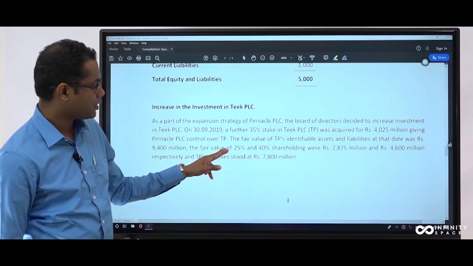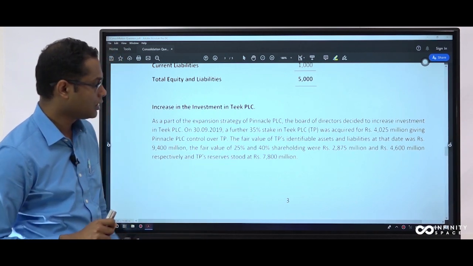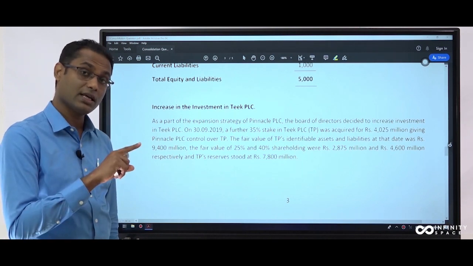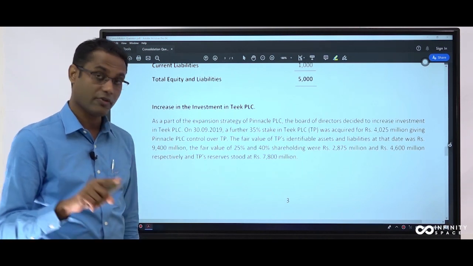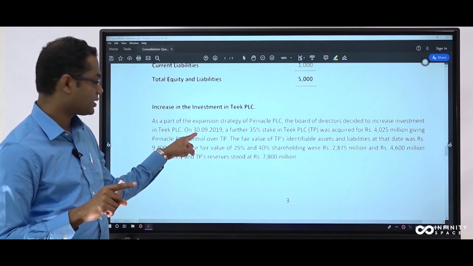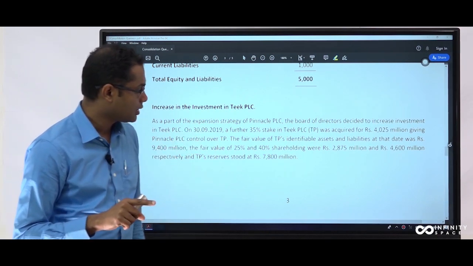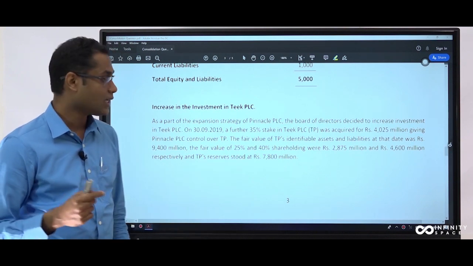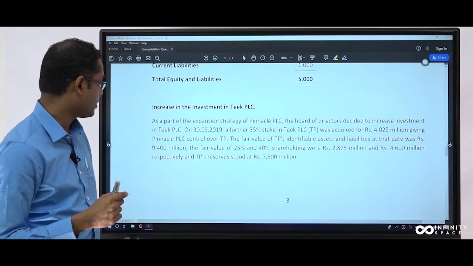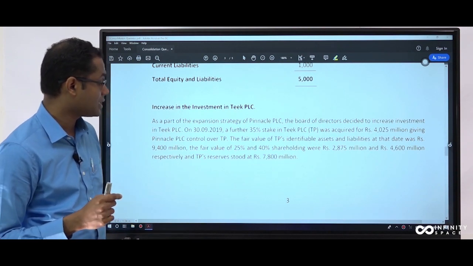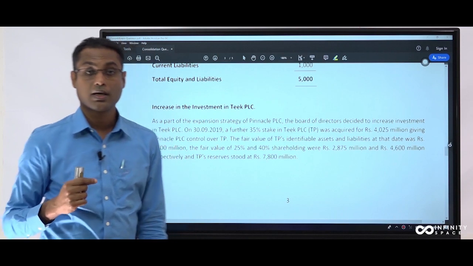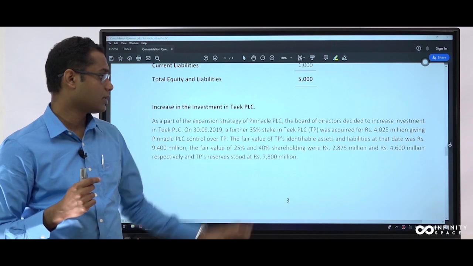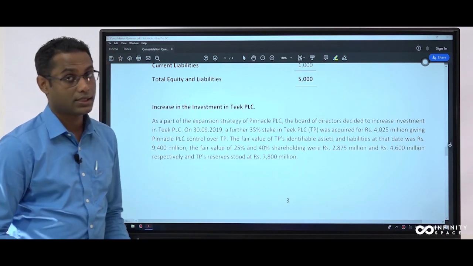Fair value of 25% holding and 40% holding were 2,875 million, that is the previously held equity investment of 25%. The fair value on 30th September 2019 is 2,875, and the 40% NCI fair value is 4,600 million respectively, and Teak PLC's reserves stood at 7,800 million. So very vital information with regard to the achieving of control over Teak PLC.